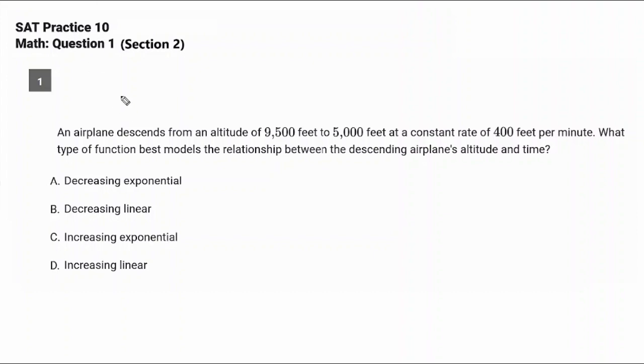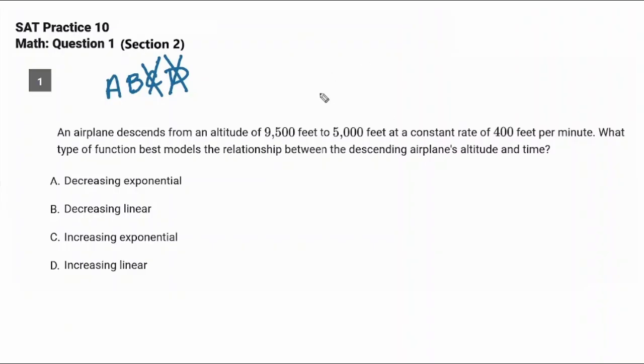For these kinds of questions, you definitely want to write A, B, C, D, and then you just want to cross off. So conceptually, what's going on here? This is an airplane, and it's going down. So if it's going down, is it going up? No. So what can you cross off? Cross off C and D, and then all you've got to figure out is, is it an exponential decrease or a linear decrease? Well, the key word here is constant rate.